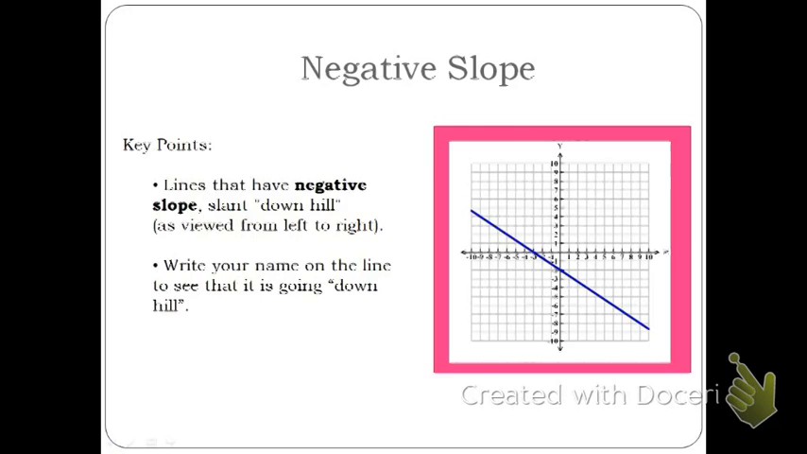The opposite would be a negative slope. If you see your line going downhill from left to right, write your name on it and you can see clearly that my name is now going downhill. It's a negative slope. So you can have positive slope or negative slope. But as I said before, there are 4 different types of slope. So what are the other 2?